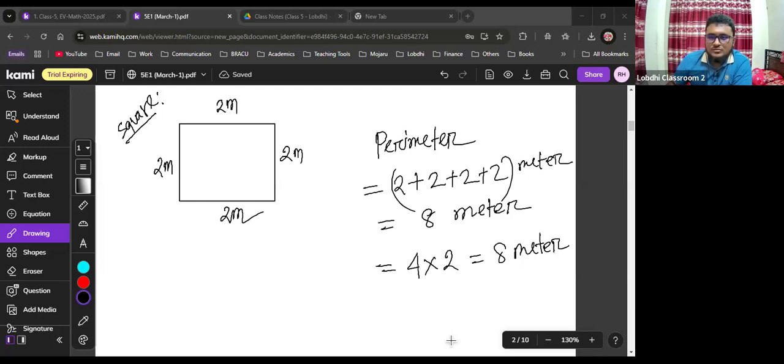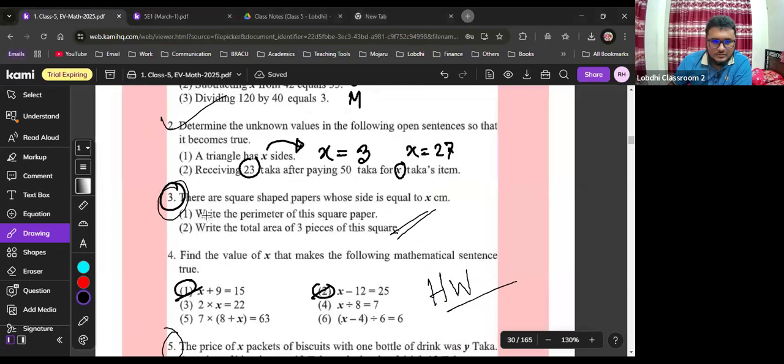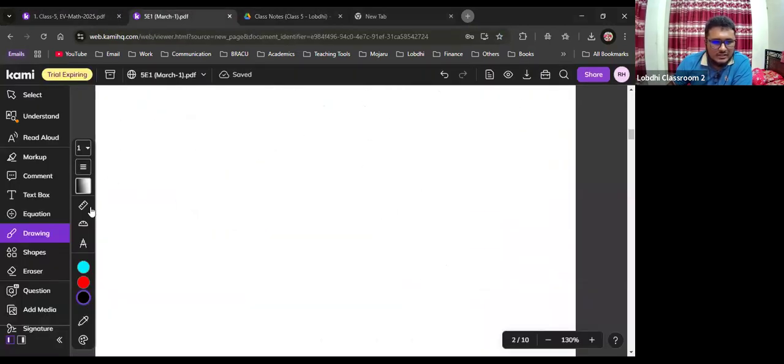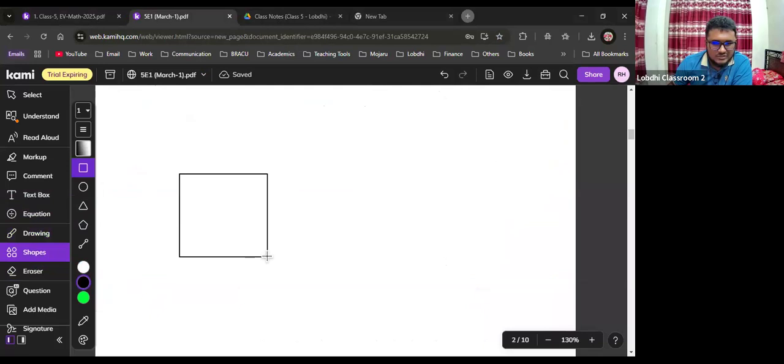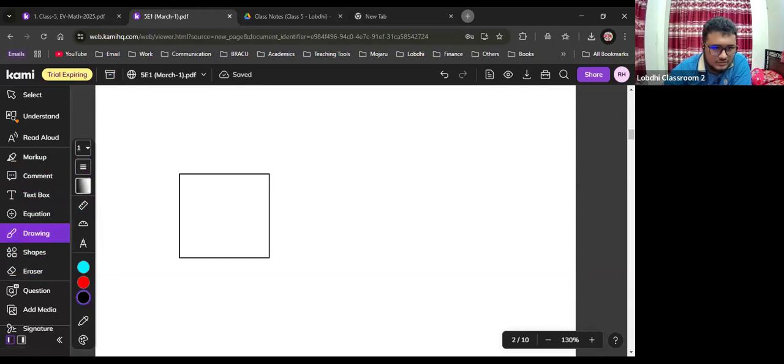Okay, let us solve the problem of our textbook now. Our textbook says in number 3 that there are square shaped papers. Square shaped papers means you can assume a square as well. This is one of those shapes. We are actually solving number 3 from our textbook, exercise 4, number 3.